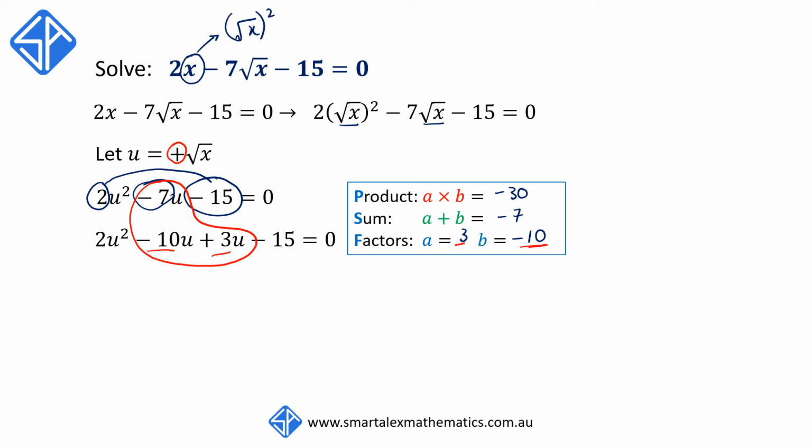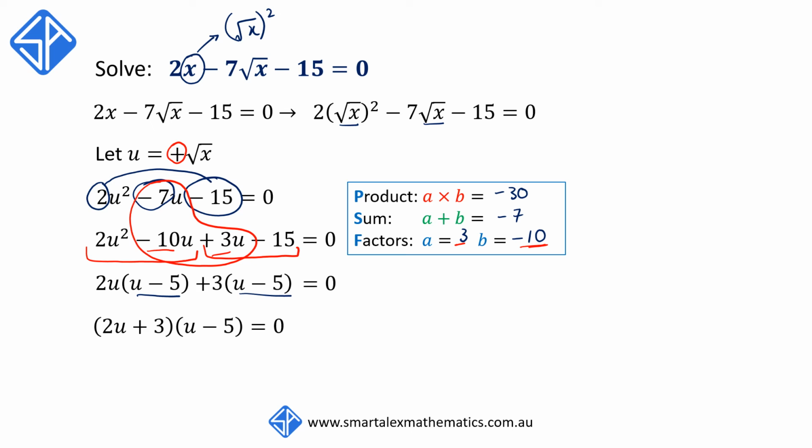Our next step now is to factorize this quadratic expression, and we're going to do that by using grouping in pairs. So if we look at the first pair, 2u squared minus 10u, it has got 2u as the common factor, so we can take out the 2u and get 2u times u minus 5. The second pair, 3u take away 15, has got positive 3 as a common factor, so we can take out the positive 3 and get plus 3 times u minus 5, and all of this is equal to 0. You see now that we've got u minus 5 as the common binomial factor. This expression now reduces to 2u plus 3 times u minus 5 is equal to 0.